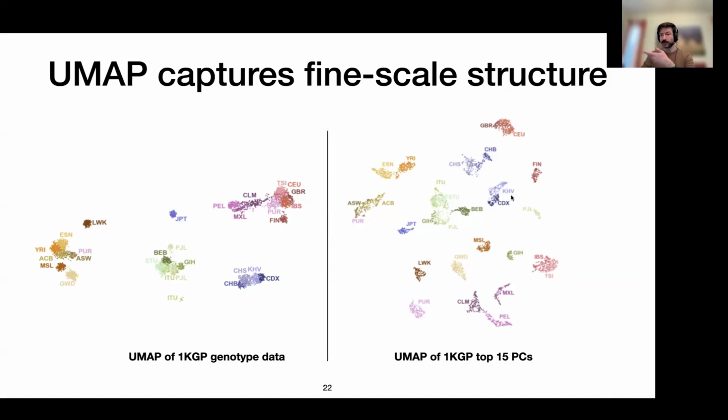The other thing you can do is run it on the top principal components. On the right here, I ran it on the top 15 principal components of the 1,000 Genomes data, and it split it up into a bunch of very different fine scale clusters. One thing to keep in mind is that the long distances between the clusters aren't really meaningful, but the actual clusterings themselves are what I find interesting. Also, you can see that pre-processing here does make a difference in terms of the final product.